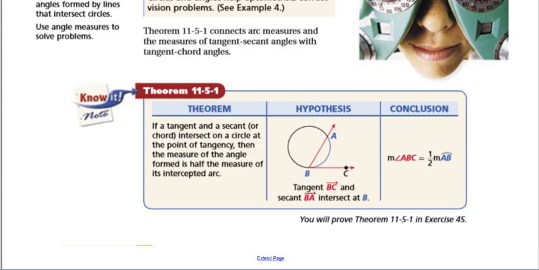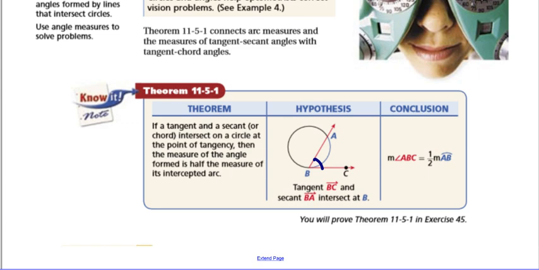Hypothesis: BC is tangent to a circle. BA is a secant. They intersect at point B. Conclusion: the measure of angle ABC equals half the measure of arc AB.